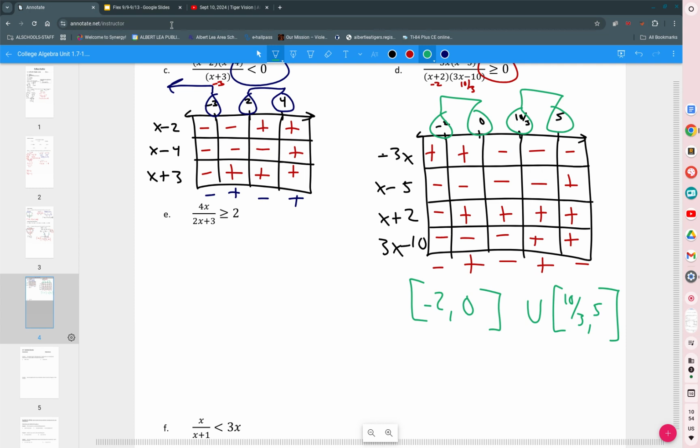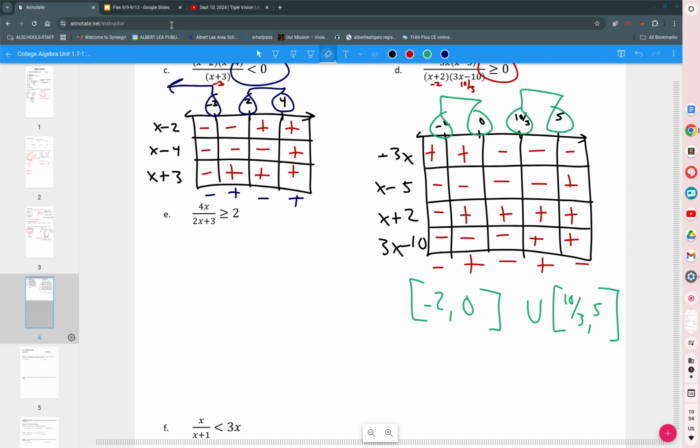What numbers are we not allowed to plug in that would give us 0 in the denominator? What numbers give us 0 in the denominator? -2 and 10/3. Those can't be part of our solution set because they produce 0 in the bottom. So therefore, -2 can't be part of our solution.